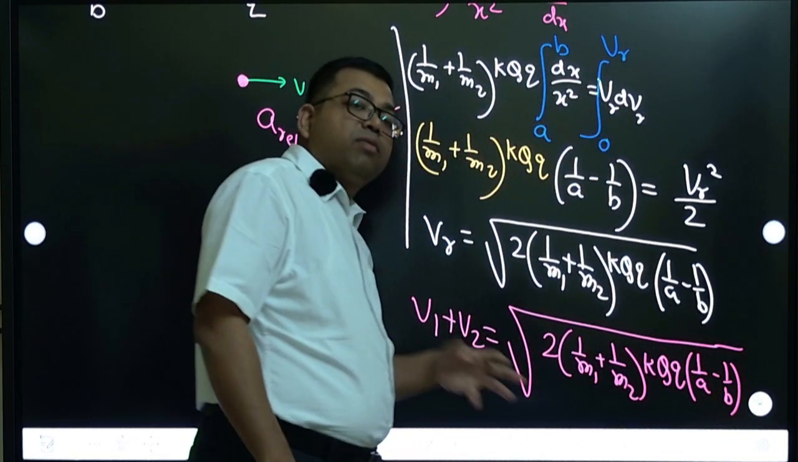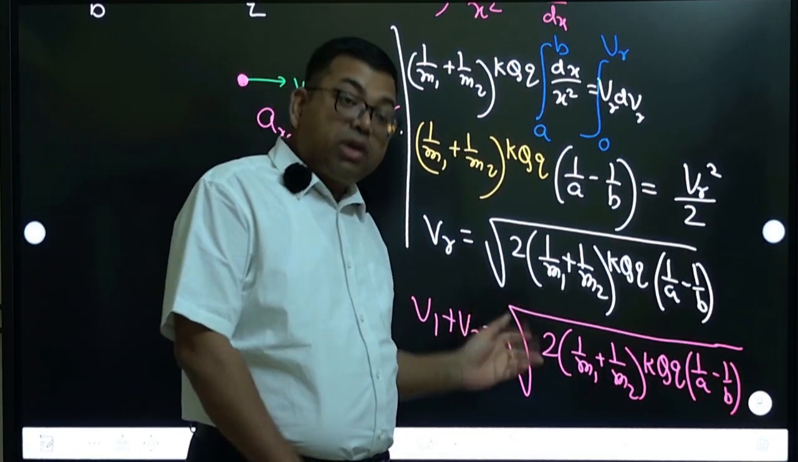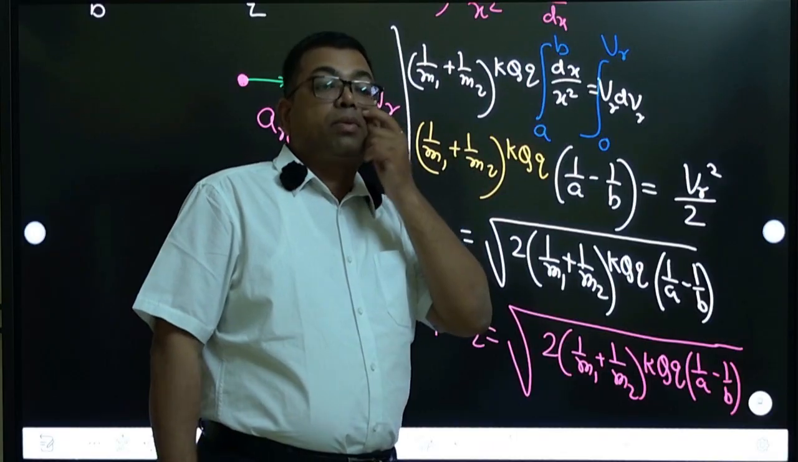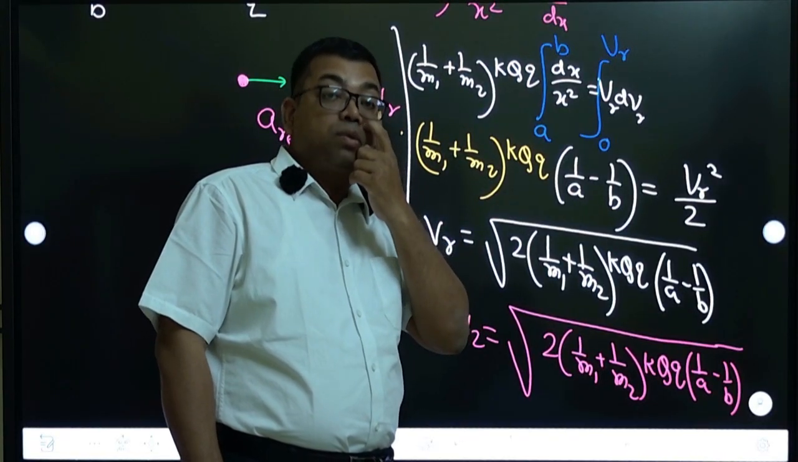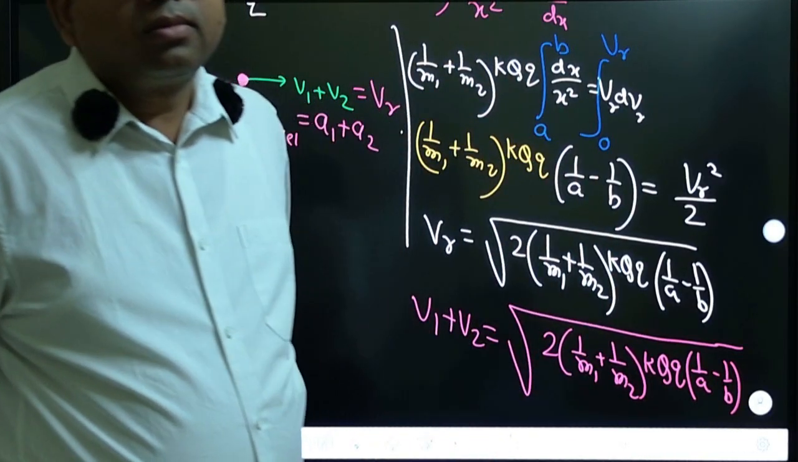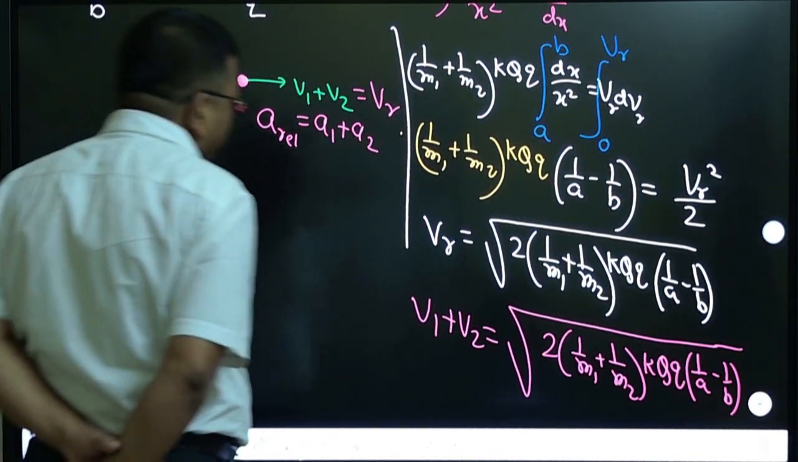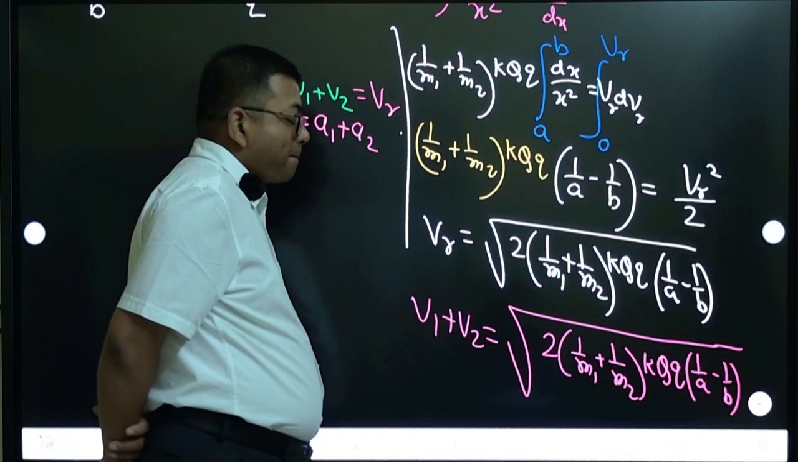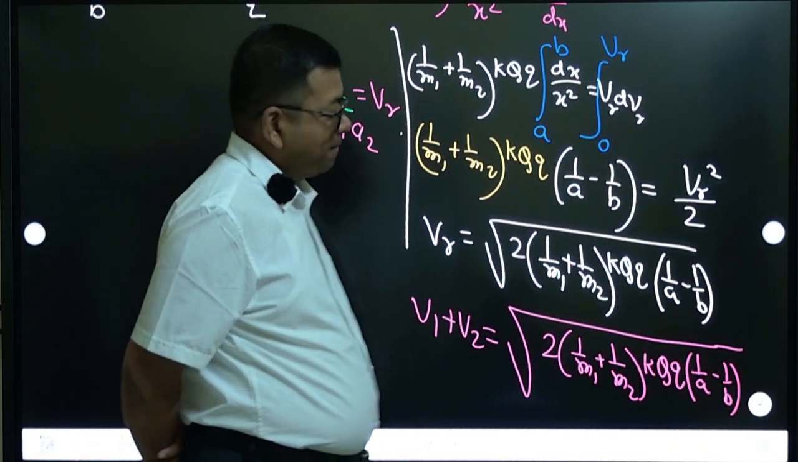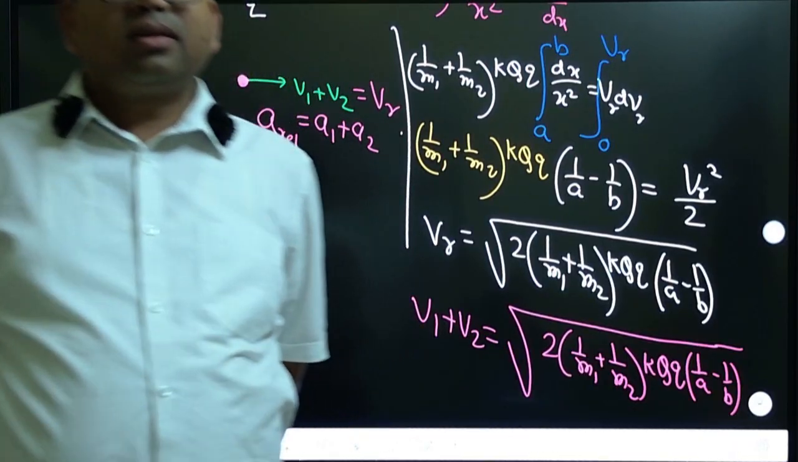But we want v1 and v2 both, or you want v1. So you need to eliminate v2. You need one more equation. Any idea how you will get the other equation?